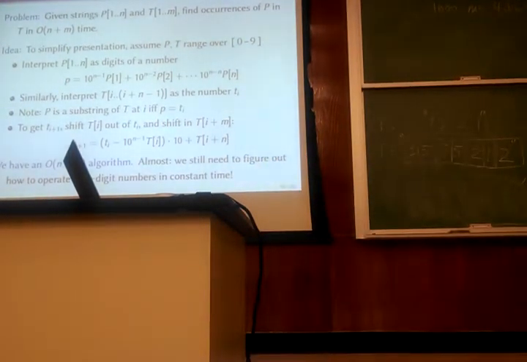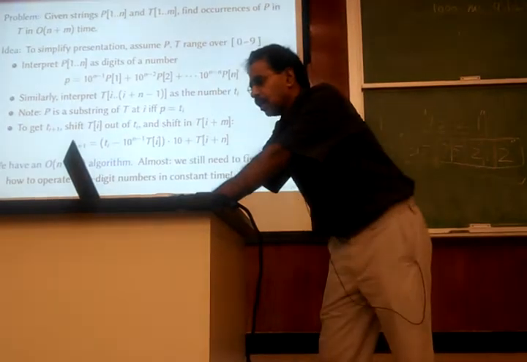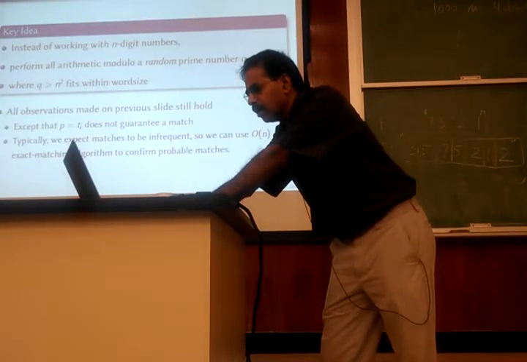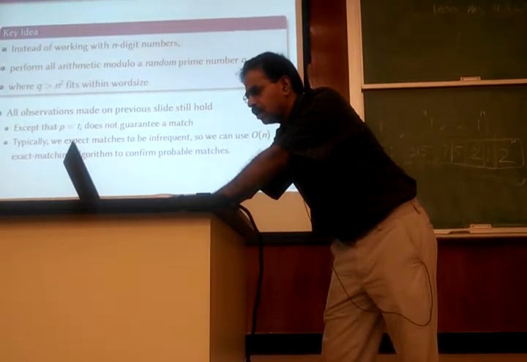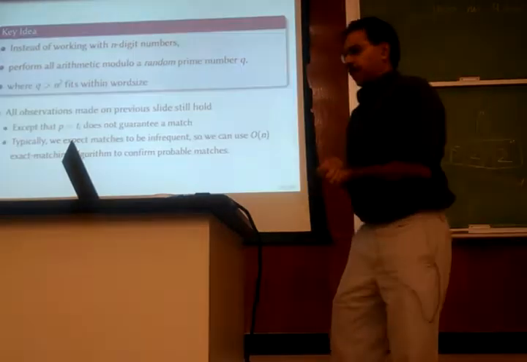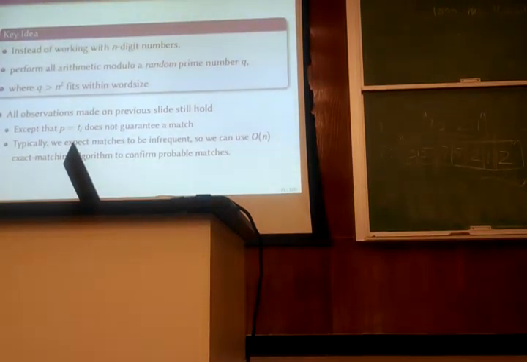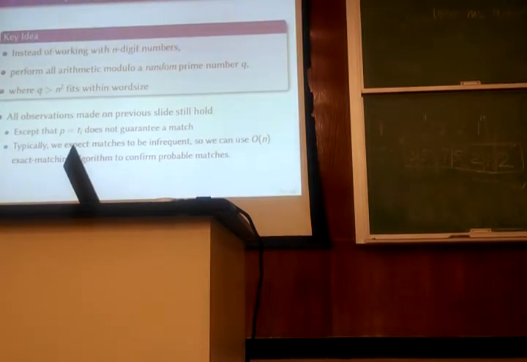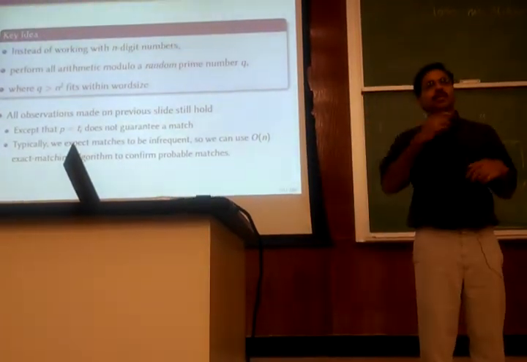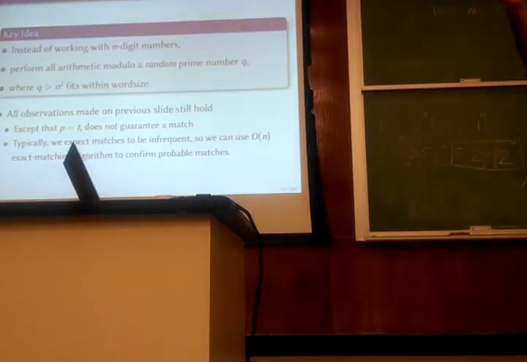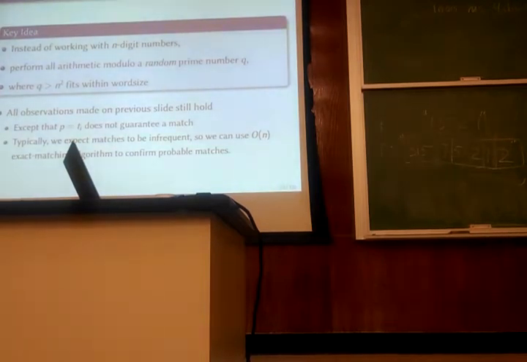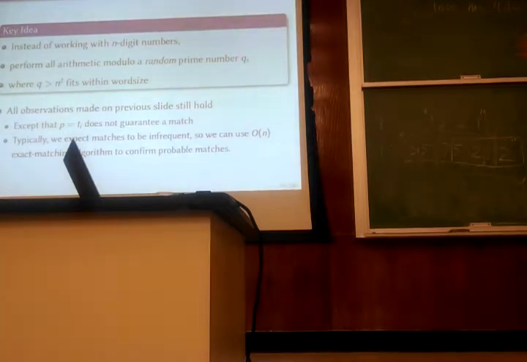Yeah? Why is it required for Q to be greater than n squared? So the point is that the number has to be large enough for you to reduce the probability of accidental match. This particular condition comes from a probabilistic calculation of the expected runtime, where you want the expected runtime to be linear in n and m. And in order for that to work, the probability of a false match should be something like 1 over n squared. Otherwise the numbers won't add up.